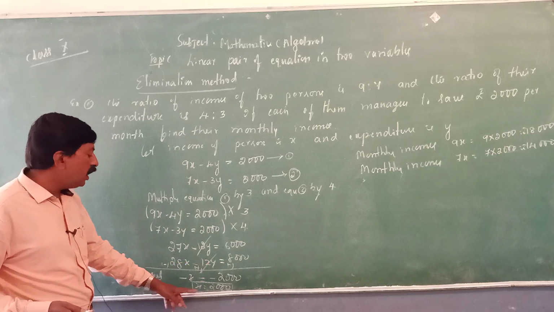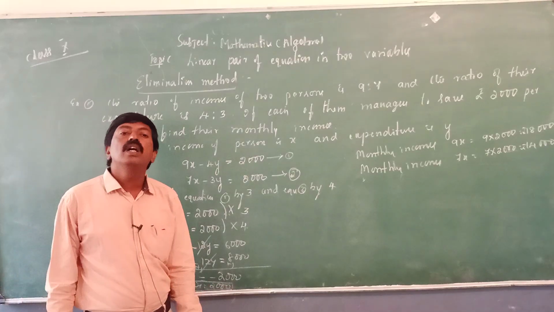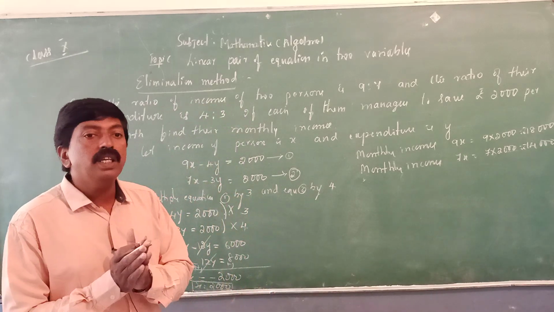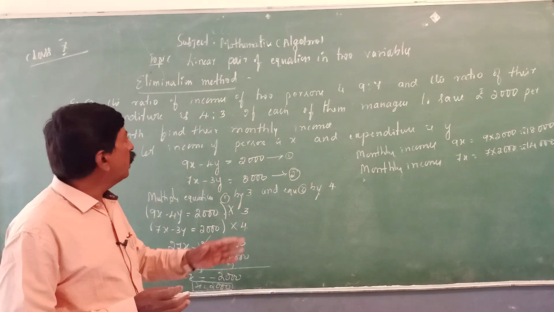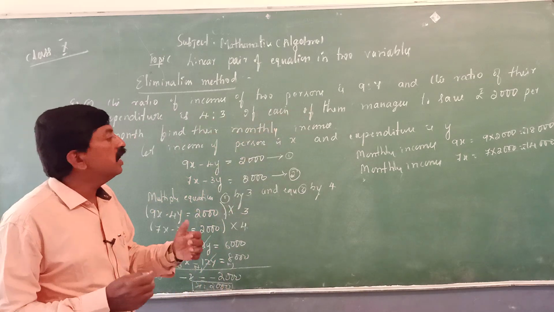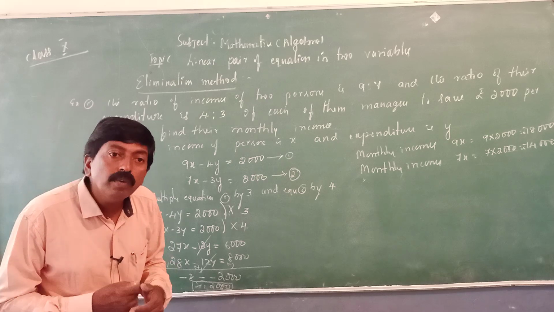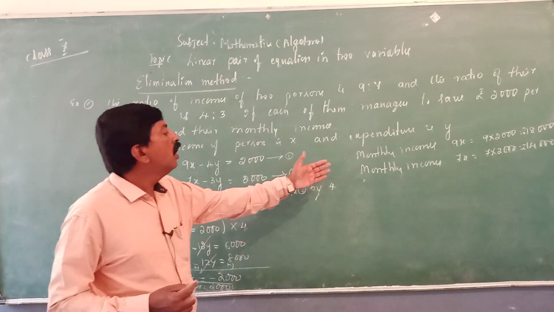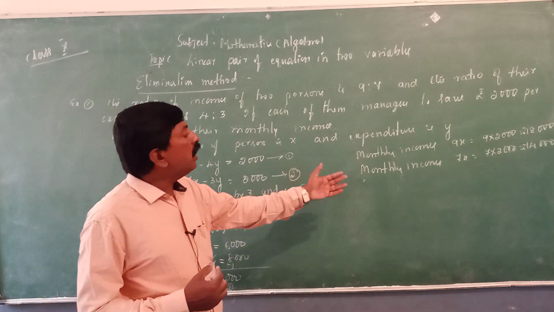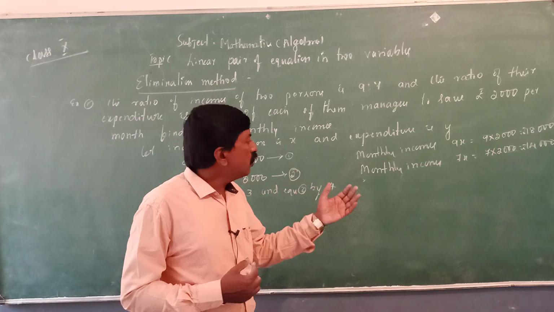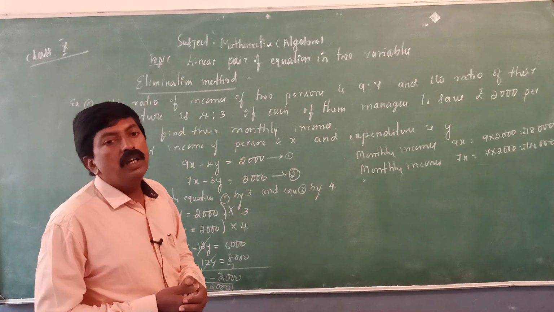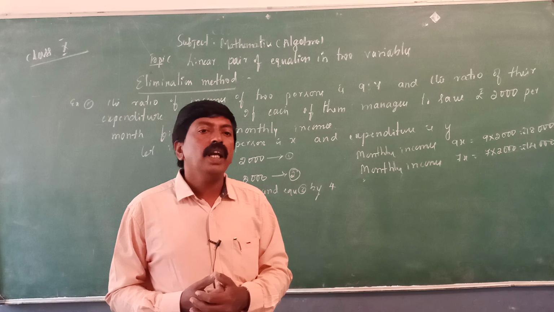So after calculating, we got x is equal to 2000. The income of a person is in terms of x, so x is 2000, but here 9x and 7x, 9:7, is the ratio of their incomes. Therefore, monthly income of the first person, 9x, is 18,000 rupees. Monthly income of the second person, 7 into x, so 7 into 2,000, is 14,000. That is the income of the second person.